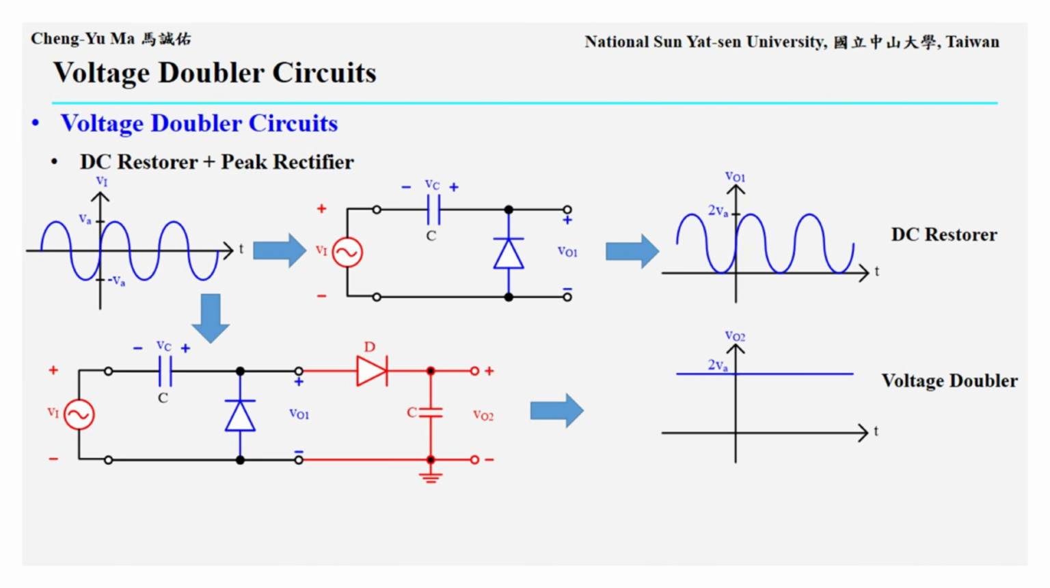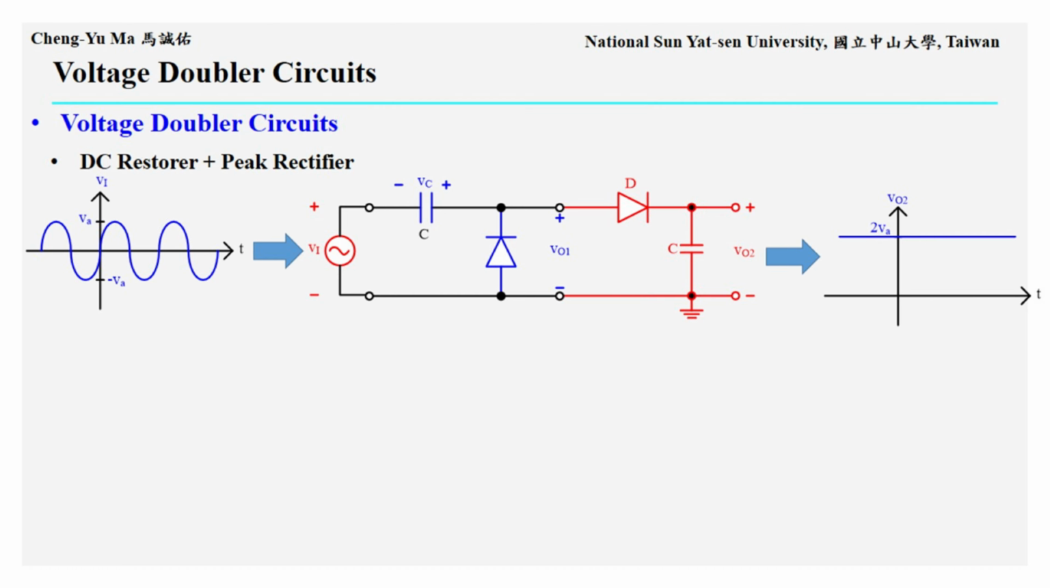Next, we connect a DC restorer and a peak rectifier in series, as shown in the circuit. When a sinusoidal input first passes through the DC restorer, the whole waveform is shifted upward by VA, forming the signal VO1. Then, after VO1 passes through the positive peak rectifier, its maximum positive voltage, which is 2 times VA, is held as a stable output voltage, VO2. Therefore, the final output voltage is higher than the original input amplitude VA. This circuit is called a voltage doubler.